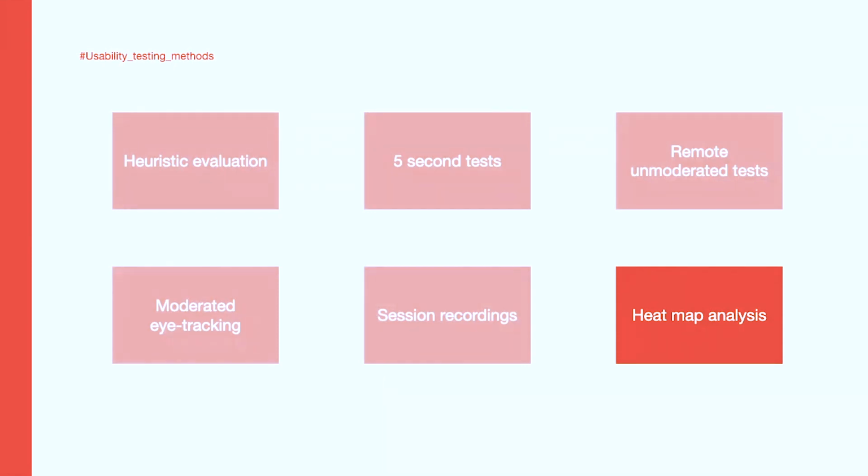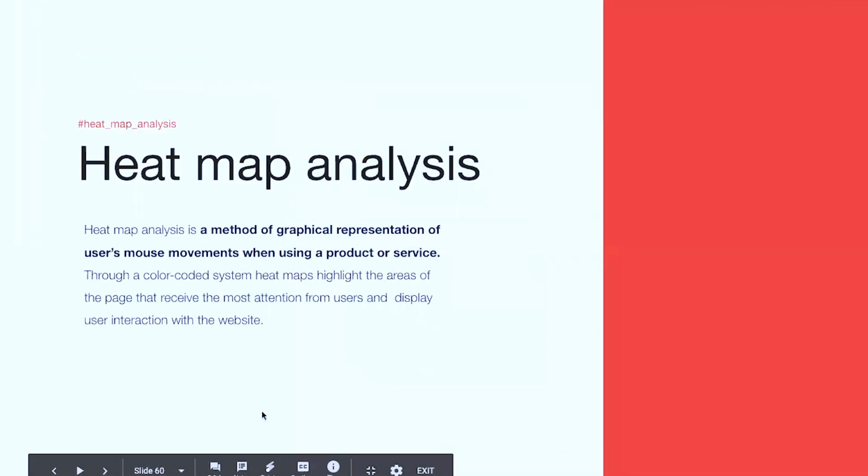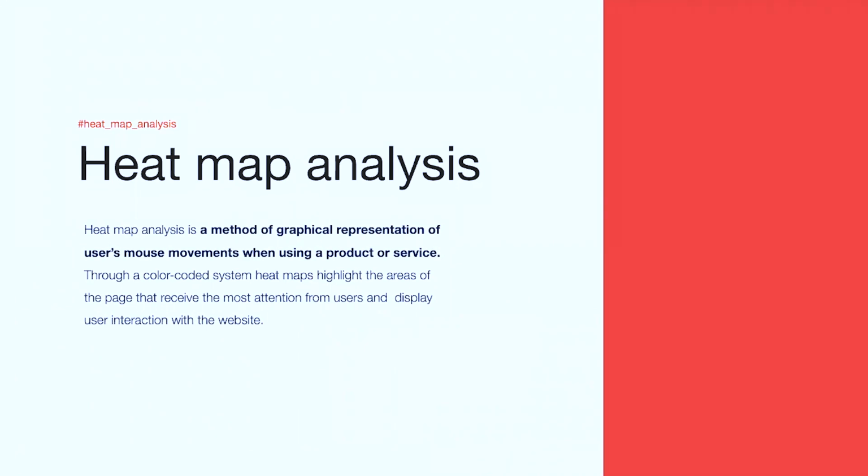So yeah, and now we're finally getting to our final stop. We'll briefly discuss the heat map analysis and the heat map recordings. Basically, heat map analysis is a graphical representation of user mouse movements, through color codes.